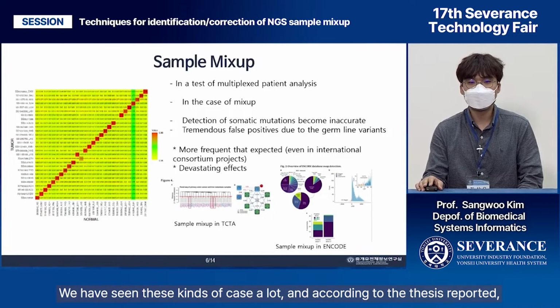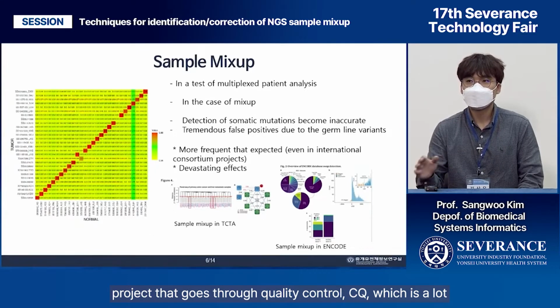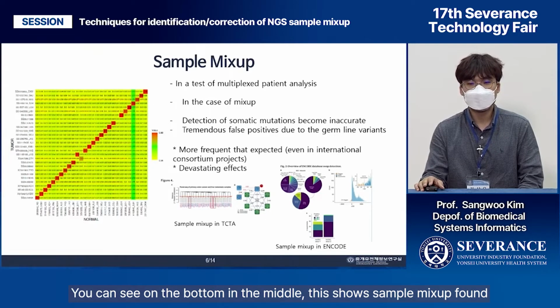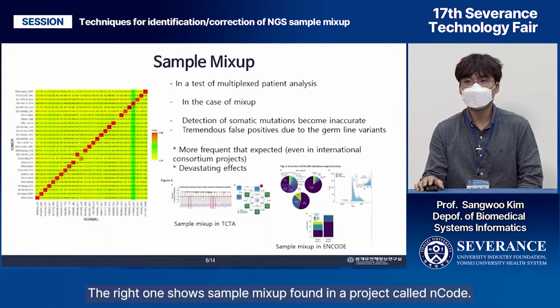We have seen these kinds of cases a lot, and according to the thesis reported, sample mix-up happens in international consortium large-scale projects that go through quality control, which is a lot more precise than NGS clinical trials conducted by organizations. You can see on the bottom in the middle, this shows a sample mix-up found in the International Cancer Genome Consortium. The right one shows a sample mix-up found in a project called ENG.